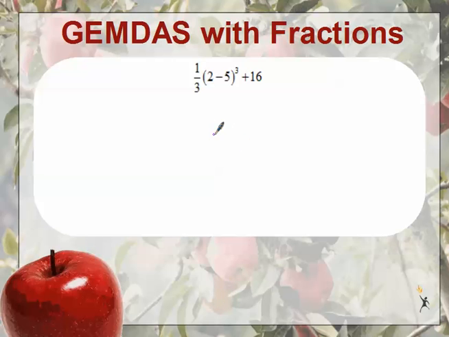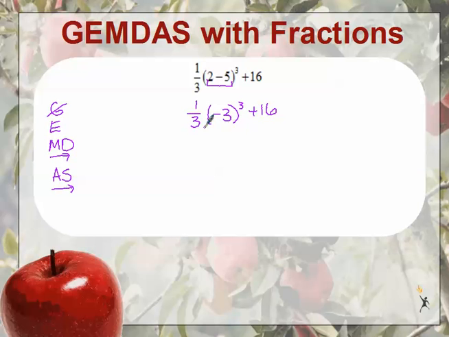Alright, so now that you've done it, let's check it. So I still have my GEMDAS. I'm going to solve my groupings first. Remember my groupings, not the exponent, because the exponent's outside. So I have 2 minus 5. Well, if I do 2 minus 5, I get negative 3. So I have 1/3 times negative 3 to the third power plus 16.